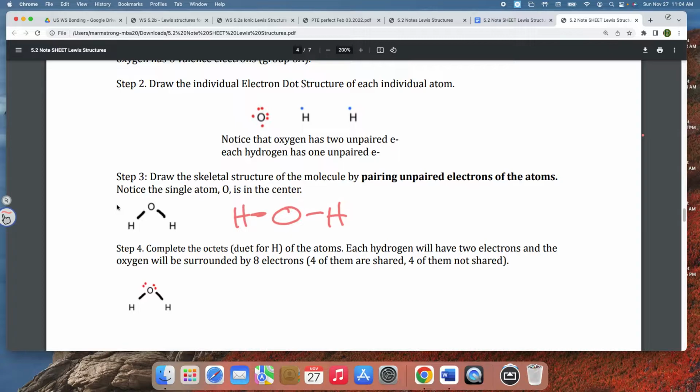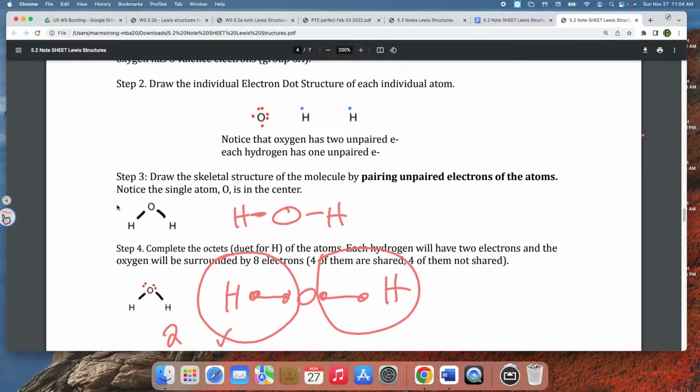So I'm going to rewrite this down here. So you look at hydrogen. Hydrogen wants 2. Does it have 2? It has 2, so check that hydrogen off. And then I'm going to look at this other hydrogen because it's equal but opposite. That hydrogen thinks it has 2. It's sharing 2, so it has 2 valence electrons, and check it off.